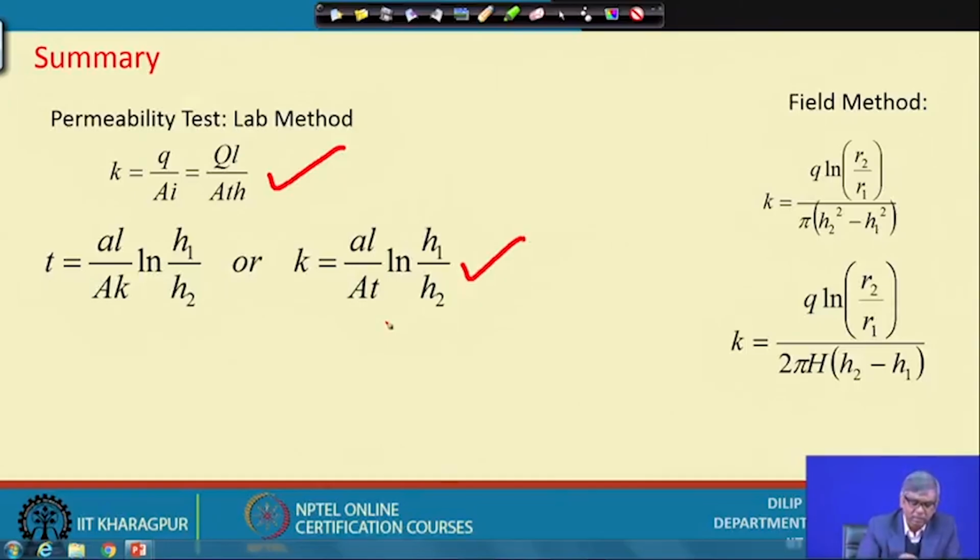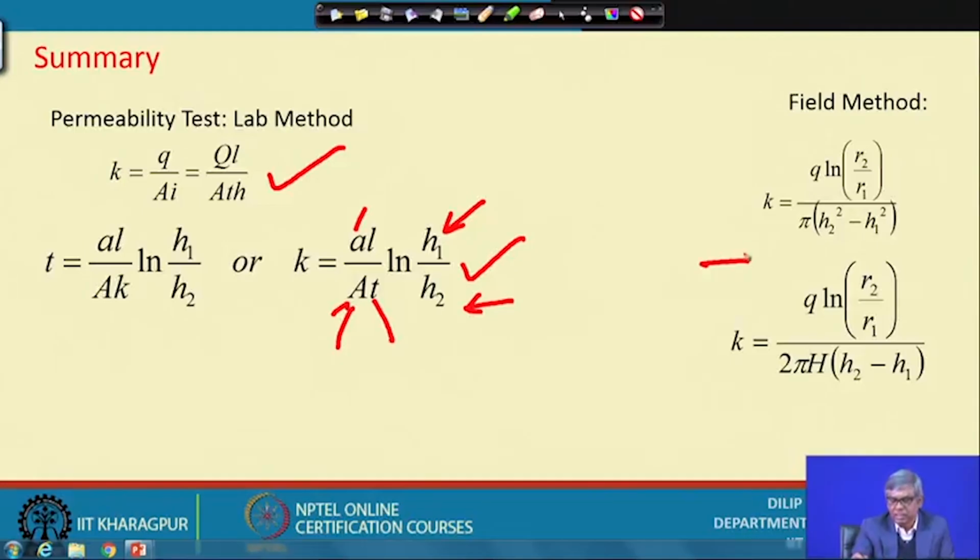These have to be remembered. You can see several parameters: cross section of the standpipe, cross section of the sample, time, then head 1 and head 2. So many things are there, and you have to use consistent units. Somewhere it is meter, somewhere centimeter, somewhere millimeter, and if you do not convert, the final result will be erroneous. So if the different parameters are given in different units, you have to convert them into a consistent unit, either meter or millimeter everywhere, then only your solution will be correct.